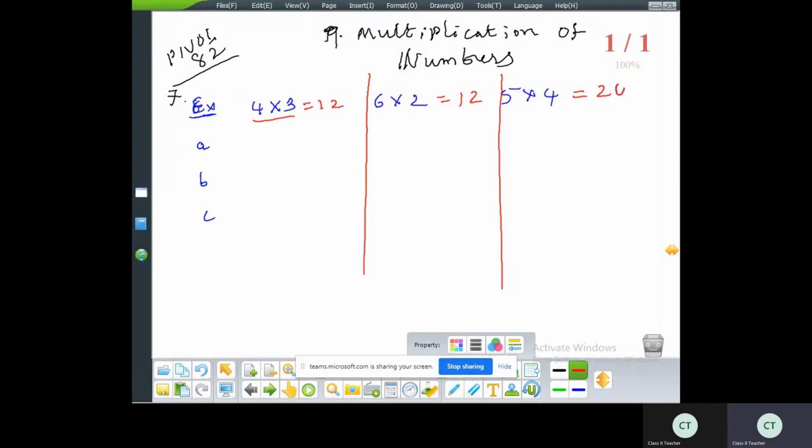And from this row, 4 threes are 12, 6 twos are 12, 5 fours are 20. Which one is different from these three? 12, 12, 20. Which one is different? 5 fours are 20 is different. Put a circle around it. This is the example. Now question A.